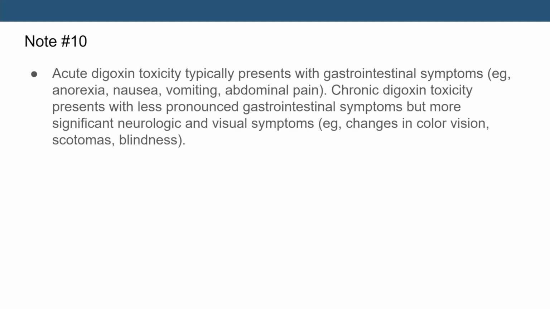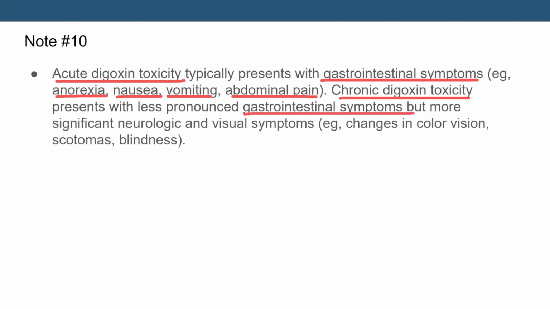So there's a difference between acute and chronic digoxin toxicity. The acute digoxin toxicity presents with gastrointestinal symptoms such as anorexia, nausea, vomiting, abdominal pain, while chronic toxicity of this drug presents with less pronounced GI symptoms but more neurological and visual symptoms such as changes in color vision, scotomas, and blindness. And these are the 10 notes that are helpful for the USMLE.